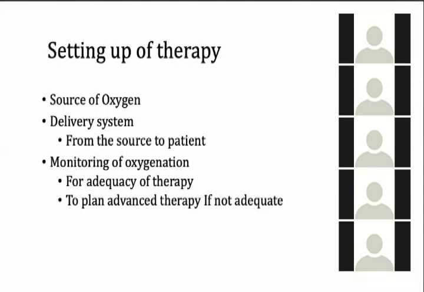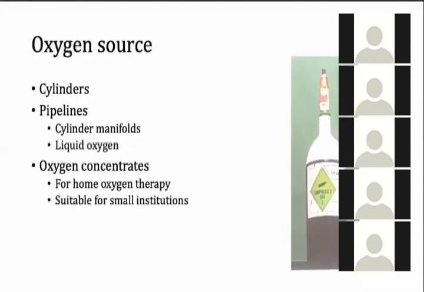So now we know the targets and we are going to set the therapy. Like when you're starting some drug, you need to have a source of oxygen, and you need to have a delivery system, and you need to have a monitoring frequency, a way of deciding the adequacy of therapy. So there are different sources we have. One is oxygen cylinders, and there are pipelines.